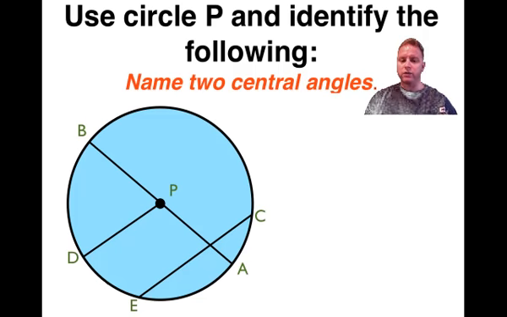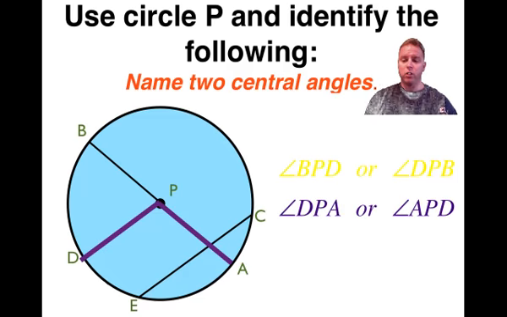Name 2 central angles. So we could call this angle BPD or DPB. But remember, the P has to be in the middle because it's the vertex. Another choice could be angle DPA or angle APD. Again, P has to be in the middle because it's the vertex. You also could have put BPA, which is also a semicircle.